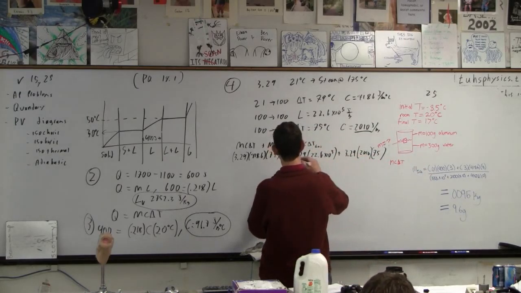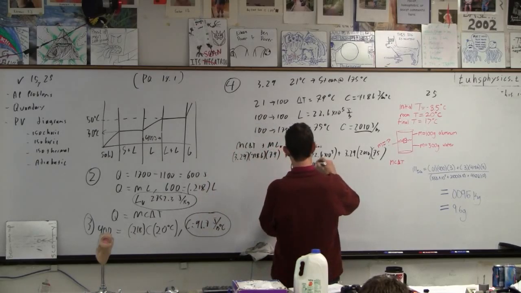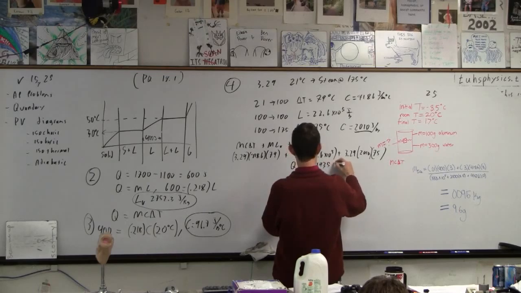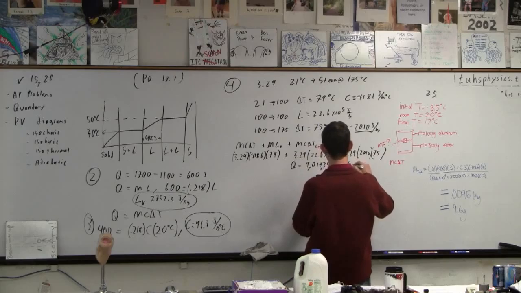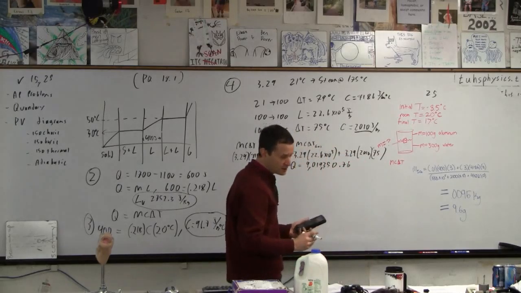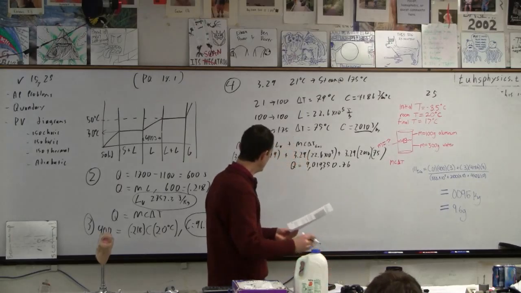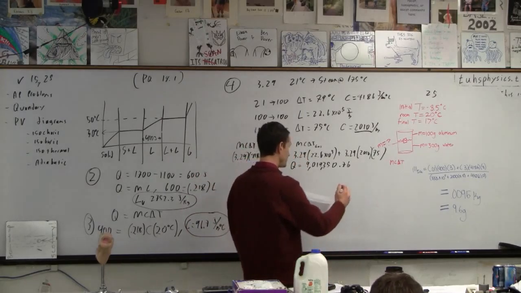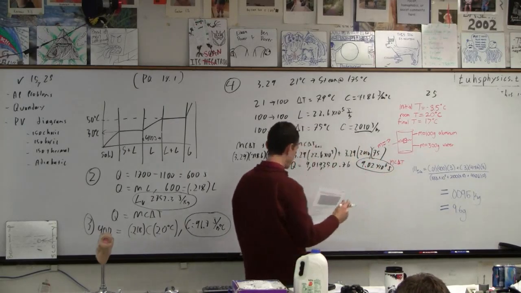Okay, Q. So the total Q, you got to add all these guys together. The total Q is, oh, I hate these calculators. 9019350. They couldn't put parentheses in. That's a lot, right? So that's 9.02 times 10 to the 6th joules, right? There you go.